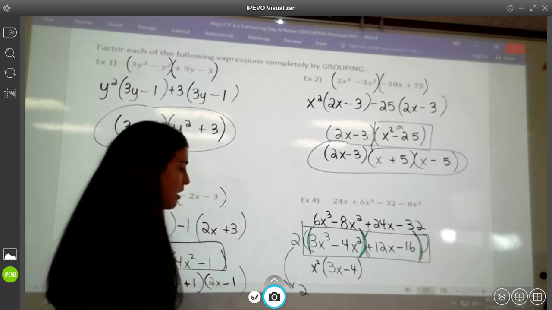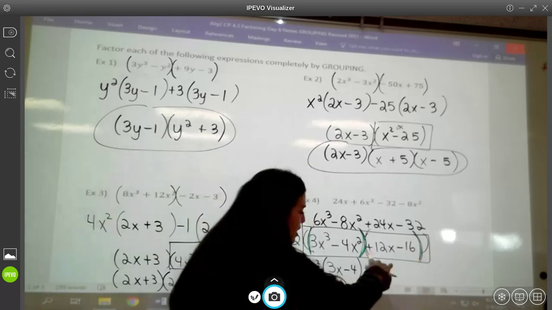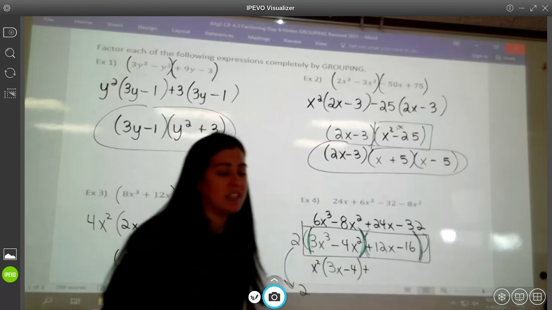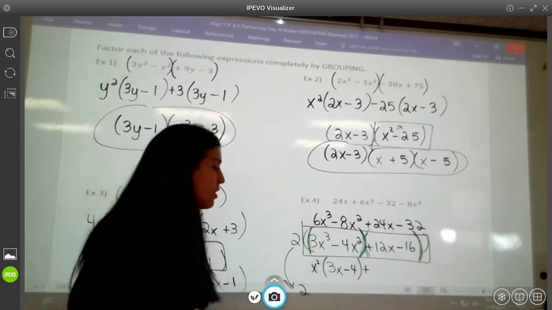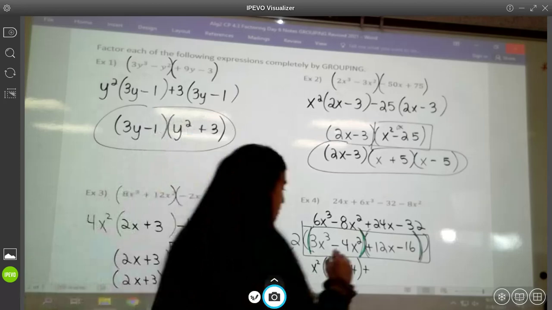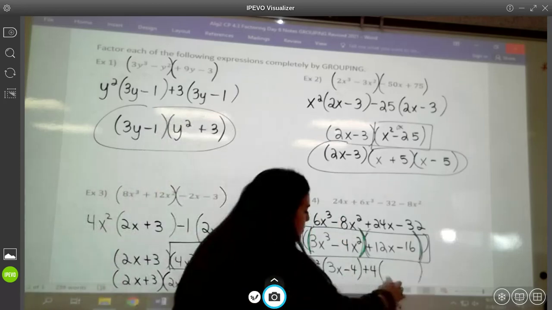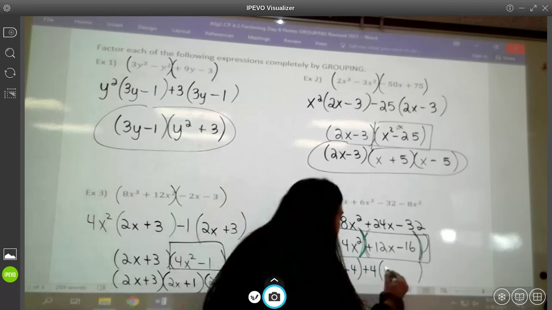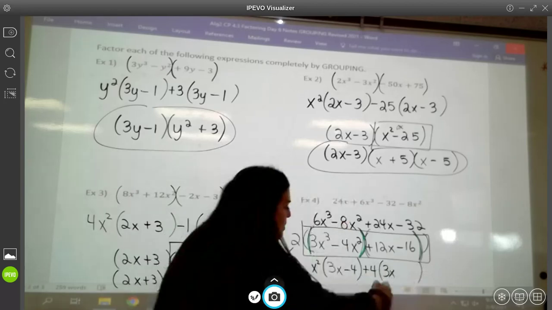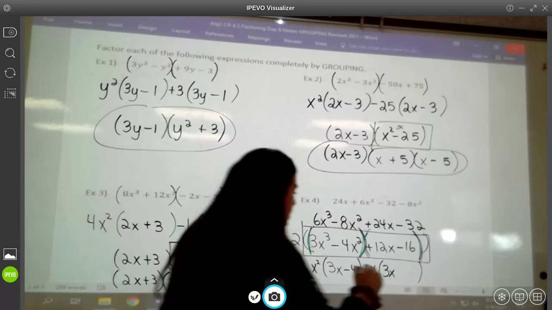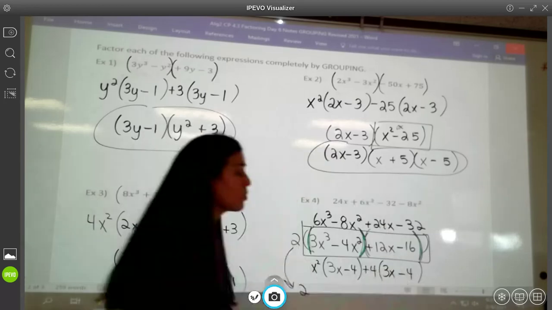We're definitely going to pull out the leading sign. And now what does a 12x and a 16 have in common? They have a 4. So positive 4 times what gets you back to the 12x? A 3x. So we're starting to match. Positive 4 times what gets you back to a negative 16? A negative 4. So it worked.